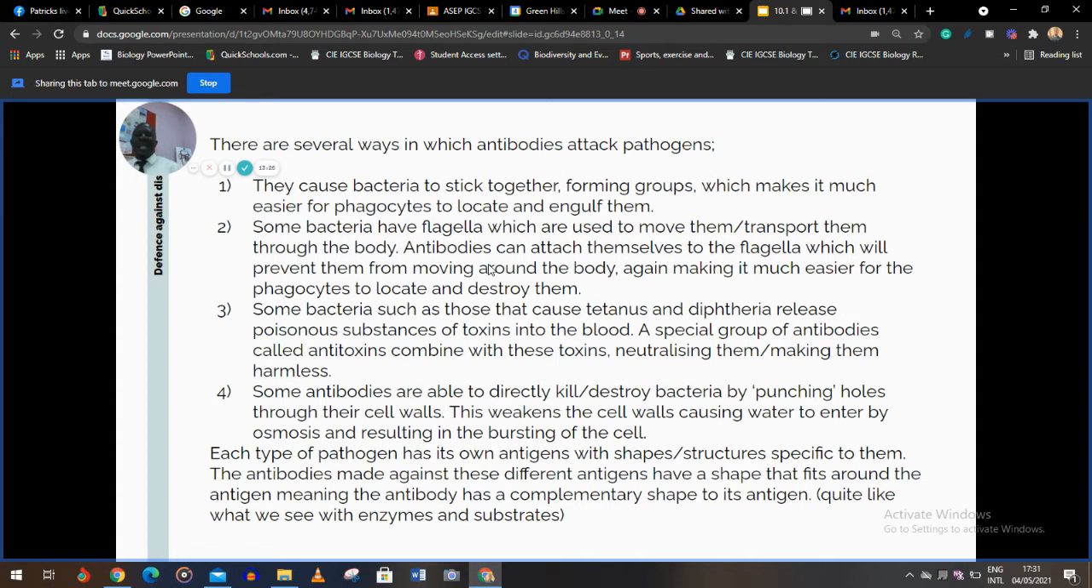Each type of pathogen has its own antigens with shapes and structures specific to them. The antibodies made against these different antigens have a shape that fits around the antigen, meaning that the antibody has a complementary shape to its antigen, quite like what we see with enzymes and substrates.